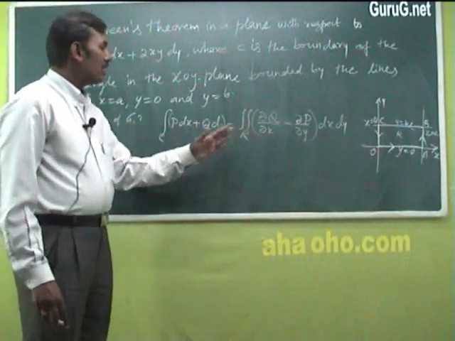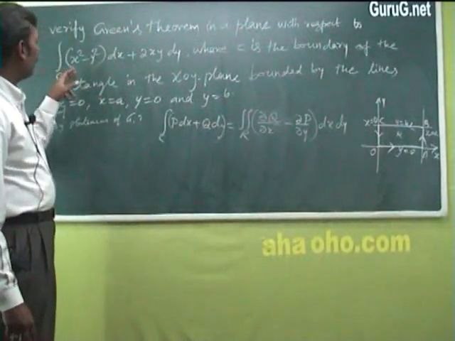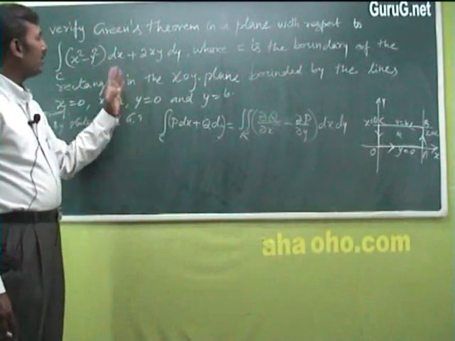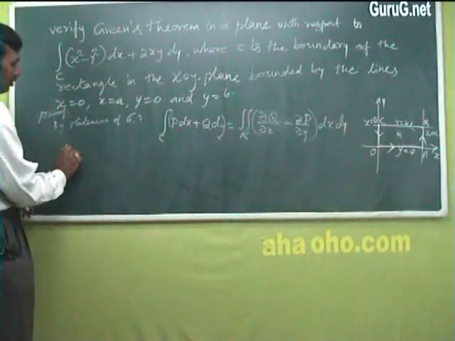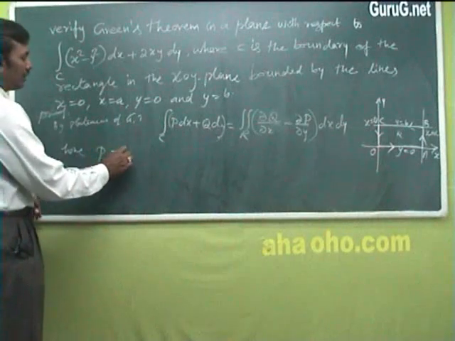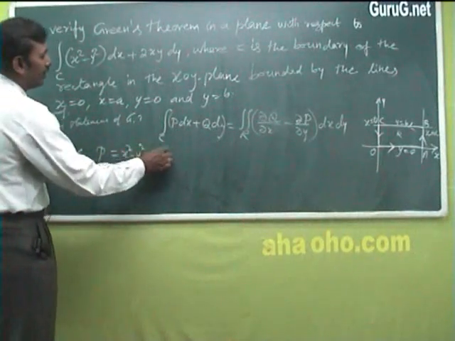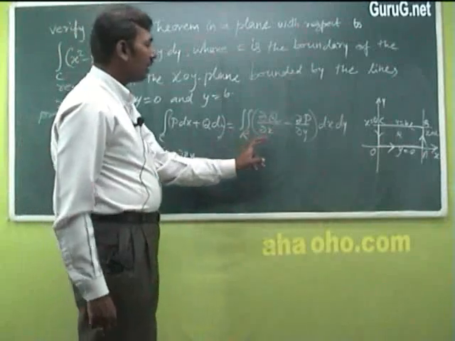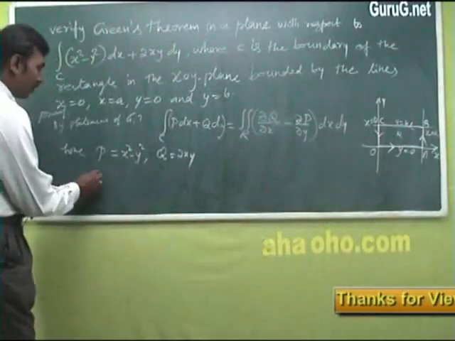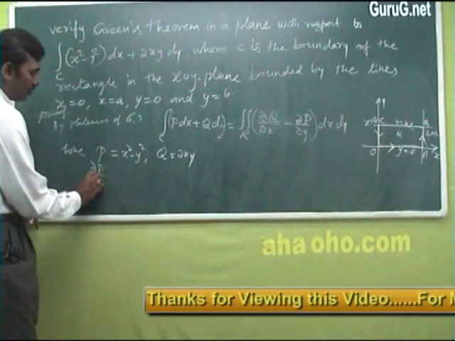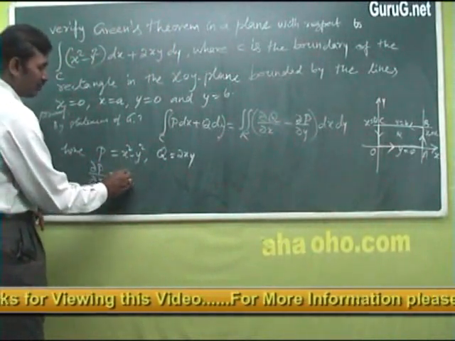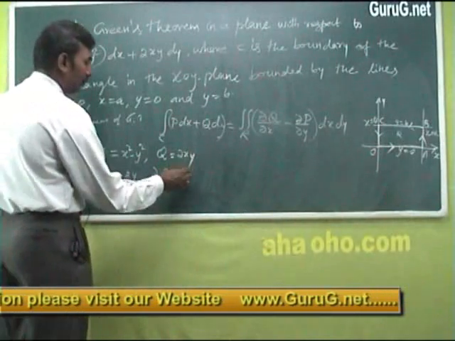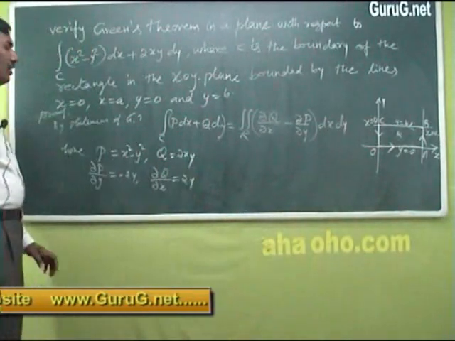Now I'll take the right hand side. I compare the left hand side with the given integral, integral over C of x square minus y square into dx plus 2xy dy. Compare it, what is P and Q? We have here P equal to x square minus y square and Q equal to 2xy. So on the right hand side we need dou Q by dou x minus dou P by dou y. You differentiate partially with respect to y. So dou P by dou y equals minus 2y, and dou Q by dou x equals 2y. Right?